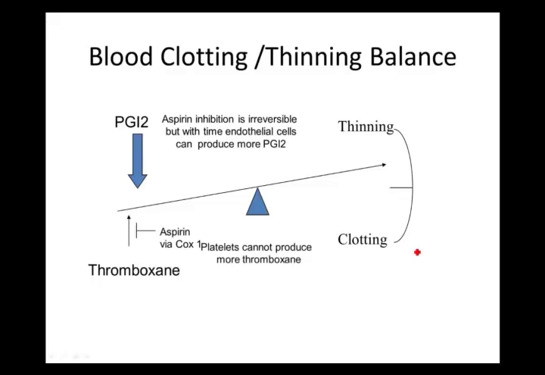Now remember, aspirin is going to bind to that COX-1 enzyme on the platelet for the entire life of the platelet, and that is not reversible, right? It's an irreversible binding, and platelets themselves cannot produce more thromboxane when inhibited by aspirin. So that push of the arrow to go from clotting to thinning stays in this direction. And that's how, over time, these patients are maintained with the use of aspirin.